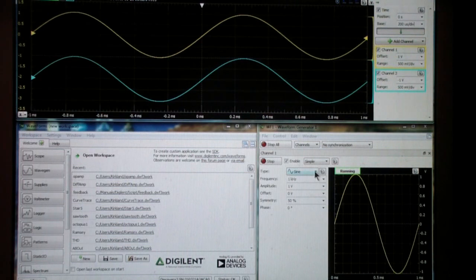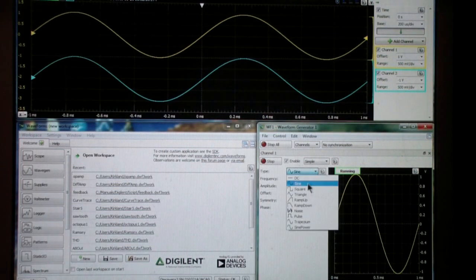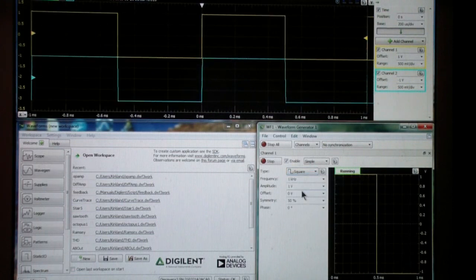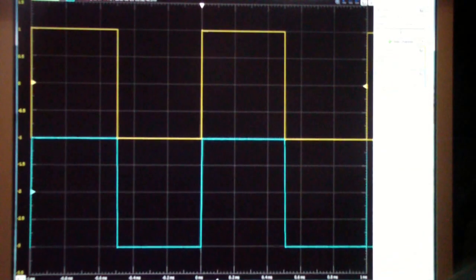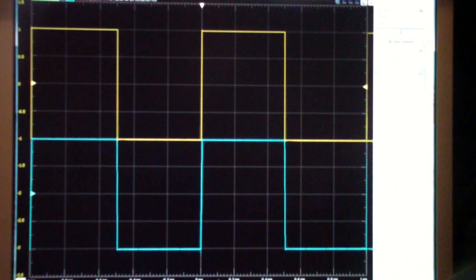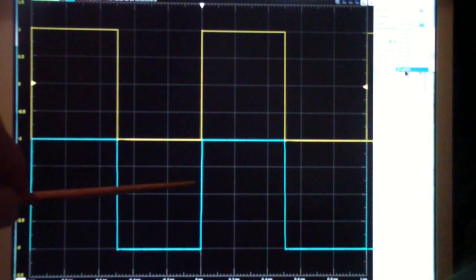So what we're going to do is go to a square wave on the waveform generator. And I'm now going to pull the scope down to a full screen so you can see this a little better. And we're going to change the time base. First, we're going to go to 10 microseconds per division. Now, remember, this is the input, this is the output.